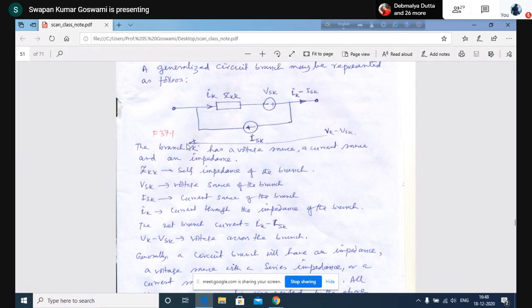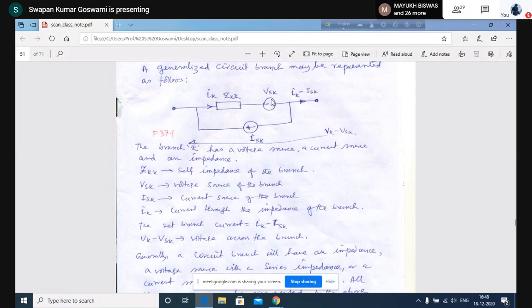What is the voltage across the element? It is Vk minus Vsk. What is Vk? Vk is the drop in the branch impedance. That means Ik into Zkk is Vk. Vk is the voltage drop in the branch impedance. It is Zkk into Ik, and this is the source voltage Vsk.